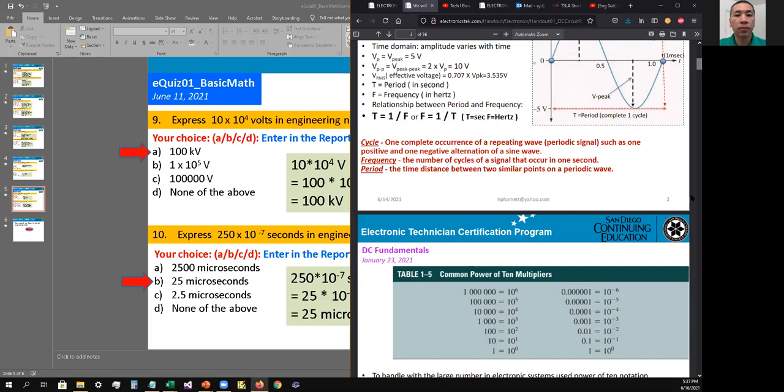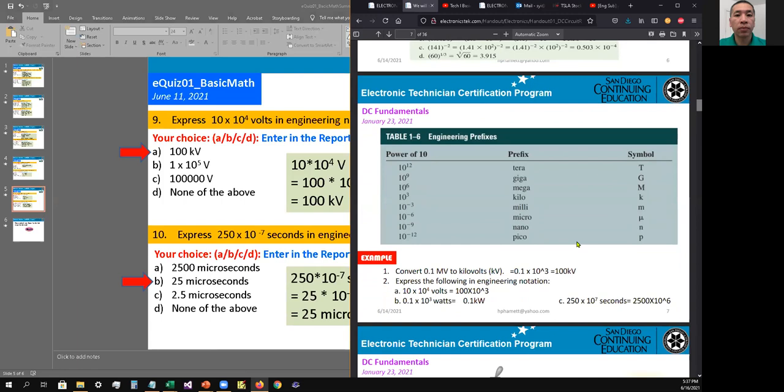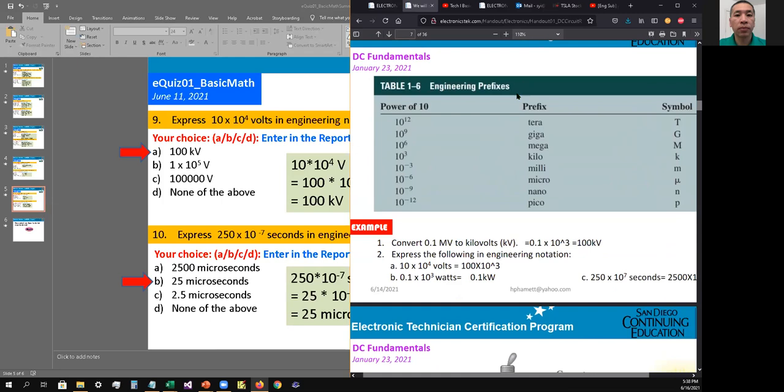So your basic math, so we got those factors in, learn how to do that calculation. So this here, you're going to be able to control. So you have your power, so engineering prefix right here.